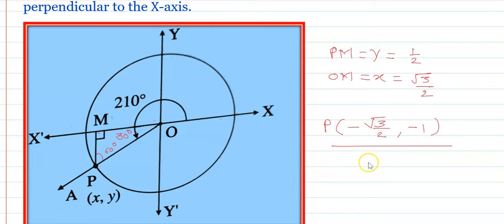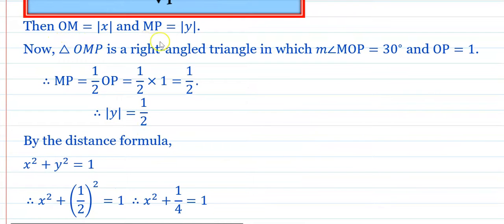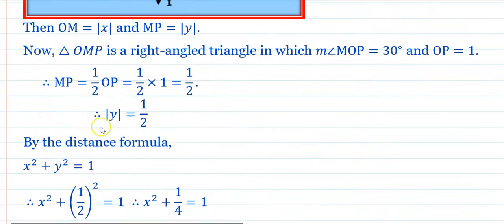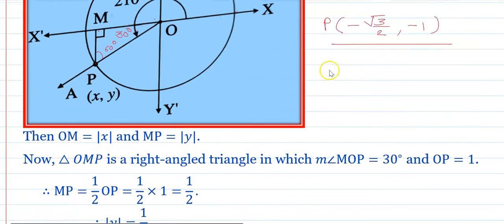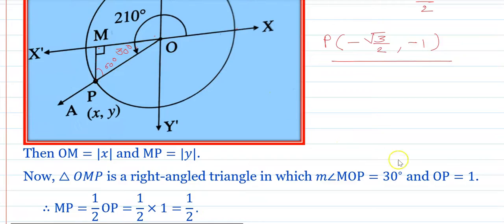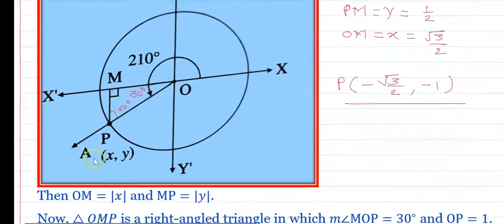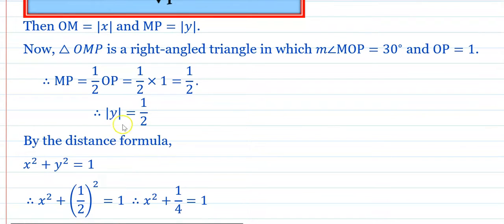And with the help of this point, we can find out all trigonometric functions of the angle 210. Now let OM is equals to mod x, MP is equals to mod of y. The triangle OMP is a right angle triangle in which measure of angle MOP is equals to 30 degree. OP is 1. Therefore, MP is equals to 1 upon 2 OP. That is, a side opposite to angle 30 degree is a half of the hypotenuse. Mod of y is 1 upon 2.